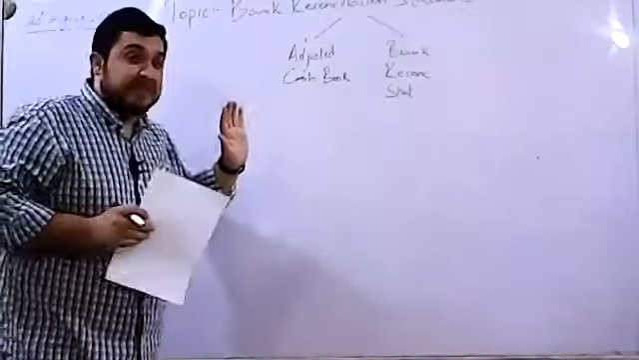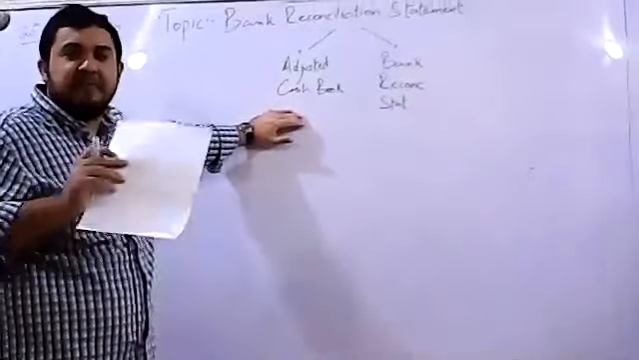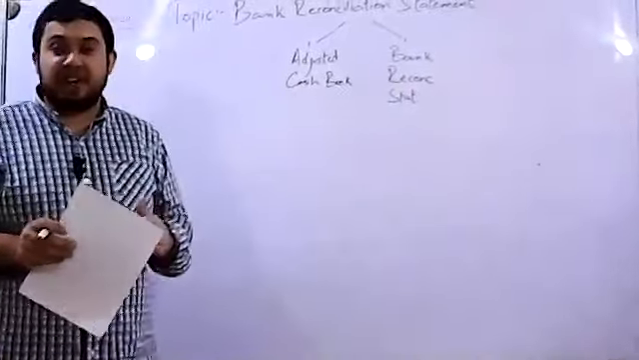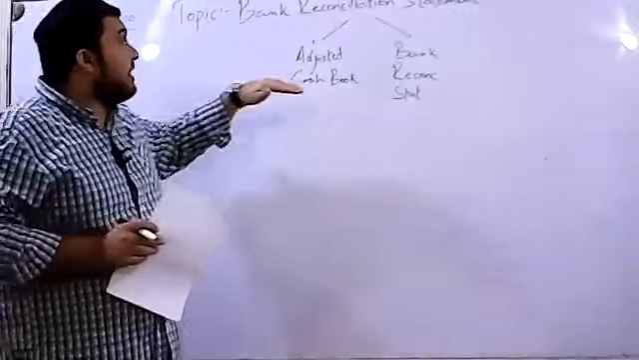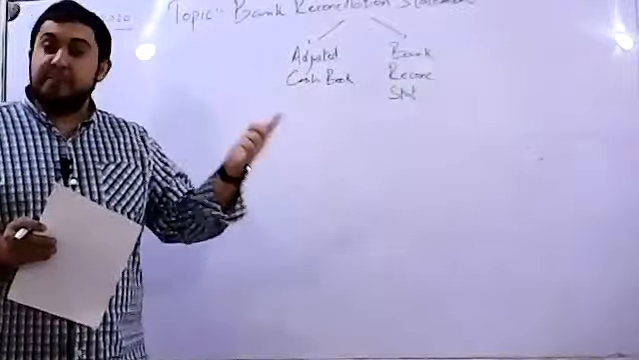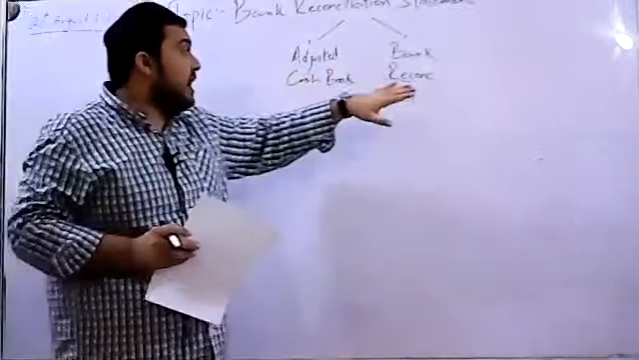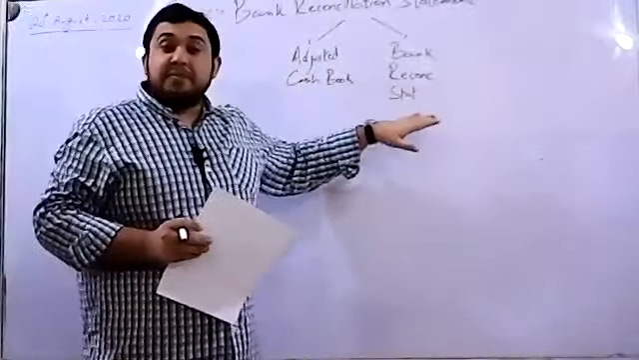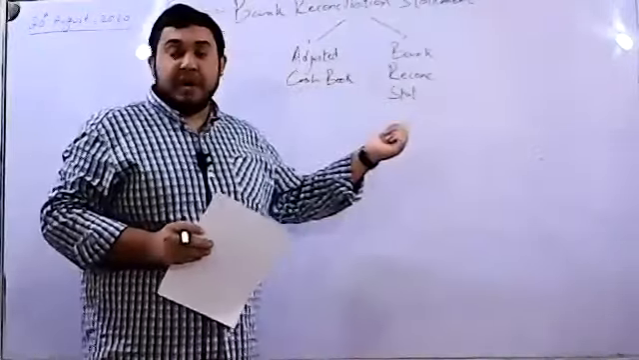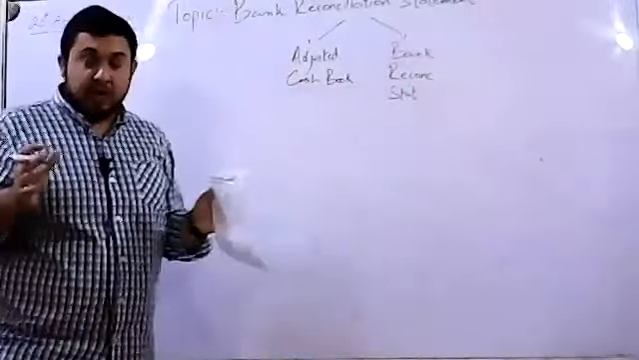Now, why do we prepare an adjusted cash book? I told you yesterday in a very detailed form that whatever items are missed in the cash book are then recorded in the adjusted cash book. Any item that is recorded in the bank statement but not recorded in the cash book is then recorded into the adjusted cash book. And whatever items are recorded in the cash book but are not recorded in the bank statement, for those transactions we prepare a bank reconciliation statement. This is how this thing goes on.